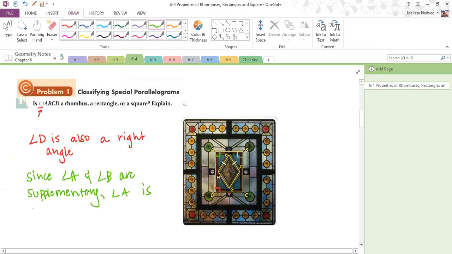And lastly, calling back on what we talked about in the beginning, opposite angles are congruent. Now that I know the measure of angle A is 90, the measure of angle C is also 90.